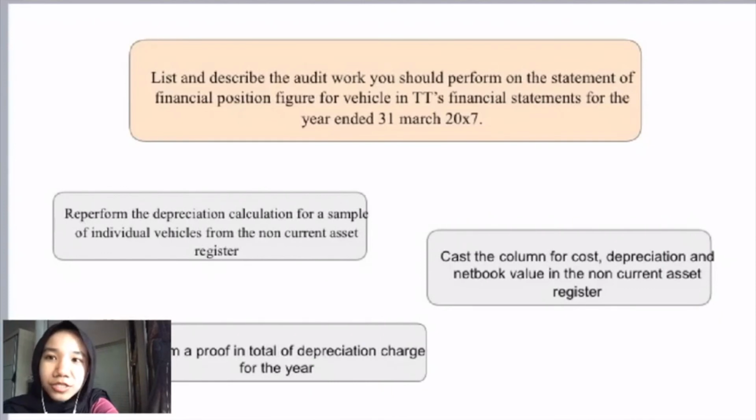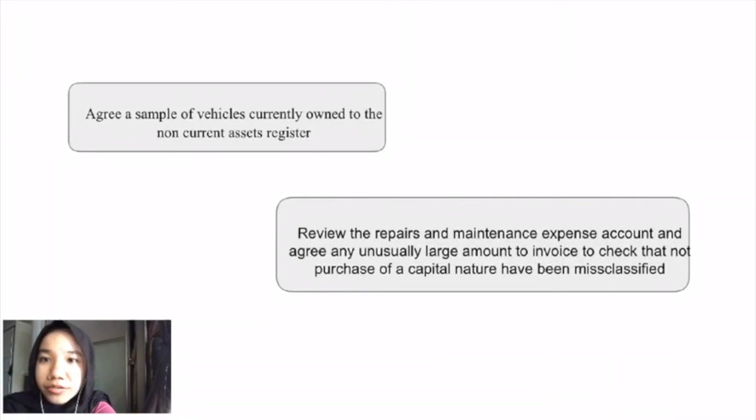The second question is to list and describe the audit work you should perform on the statement of financial position. The answer will be: reperform the depreciation calculation for a sample of individual vehicles from the non-current asset register. Cast the columns for cost, depreciation, and net book value. Agree a sample of vehicles currently owned to the non-current asset register, and review the repairs and maintenance expense account, and agree any unusually large amounts to invoices to check that purchases of a capital nature have not been misclassified.